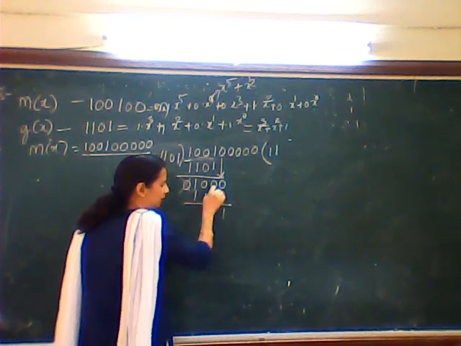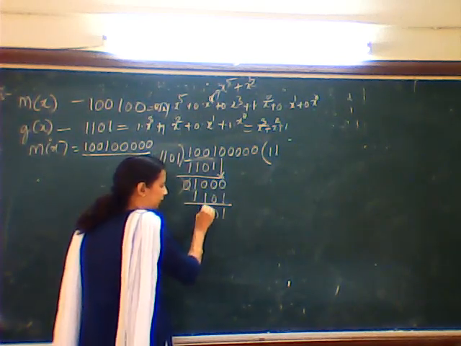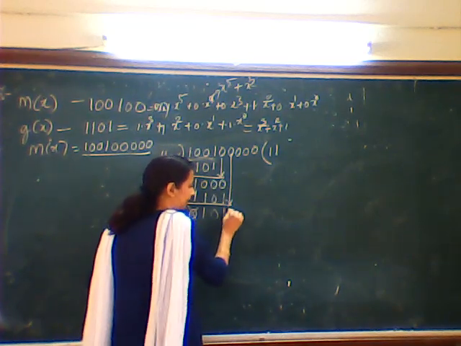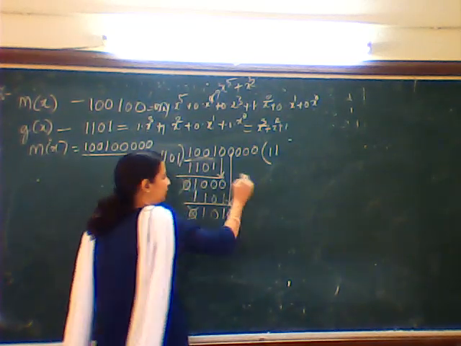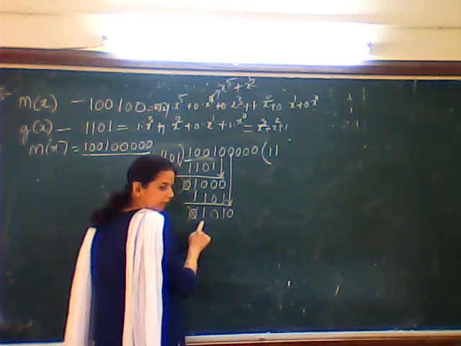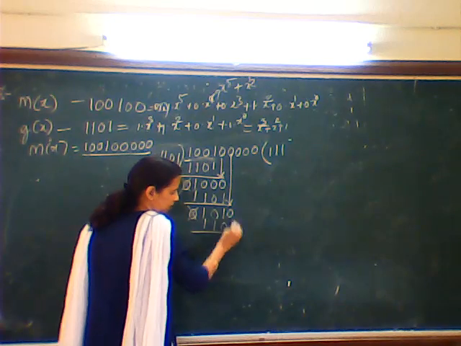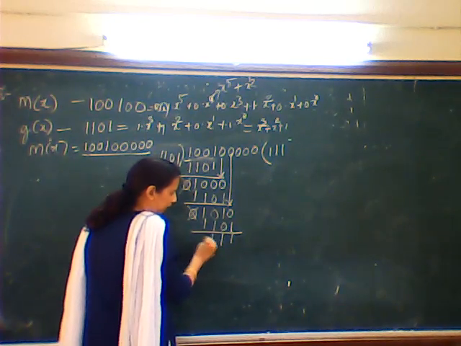0 minus 1 is 1, 0 minus 0 is 0, 0 minus 1 is 1, 1 minus 1 is 0. Bring down the next bit. Again see the last bit 1. So 1s are 1, 1, 0, 1. So this will be 1, 1, 1, 0.